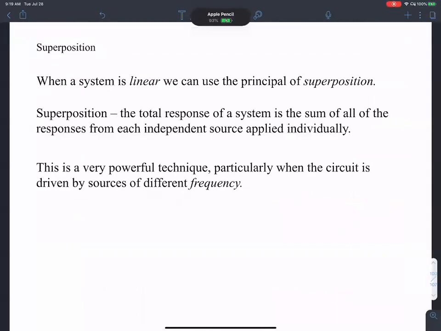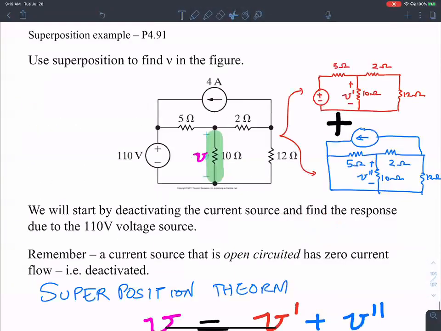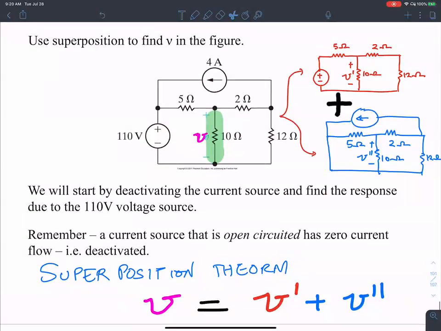Okay, and that translates to building two different circuits, the one on the top with the current source deactivated and the one on the bottom shown in blue with the voltage source deactivated. When you add them up, you get the voltage of interest to you, the overall response. Does that make sense? Yes.